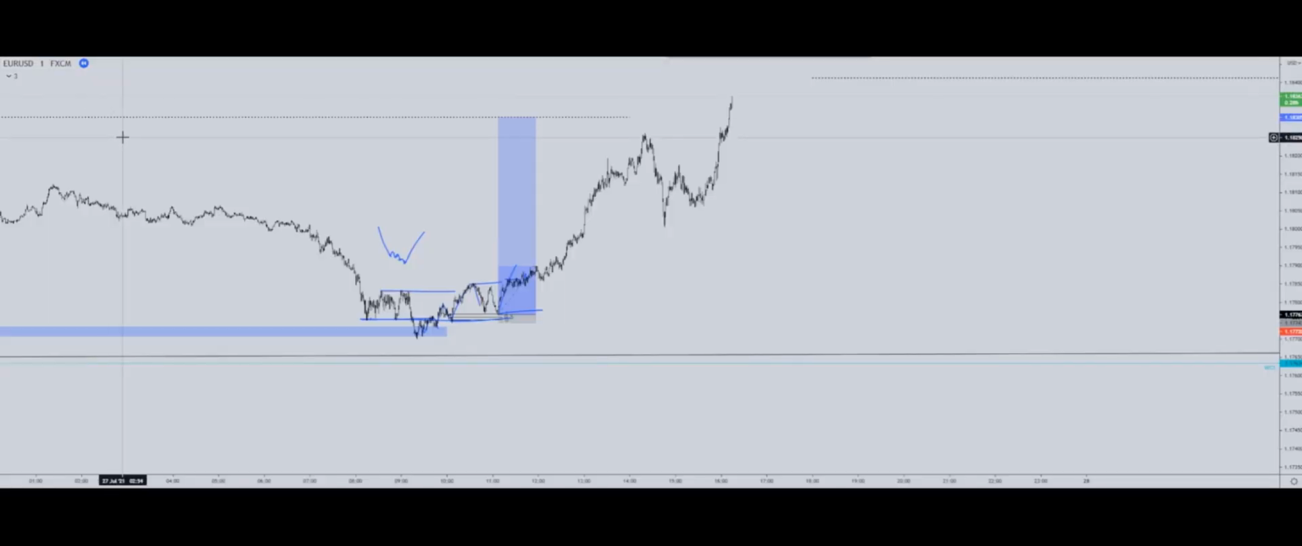So yeah, that's pretty much been a Wyckoff accumulation. Again, any questions or concerns, message me and I'll help you out.